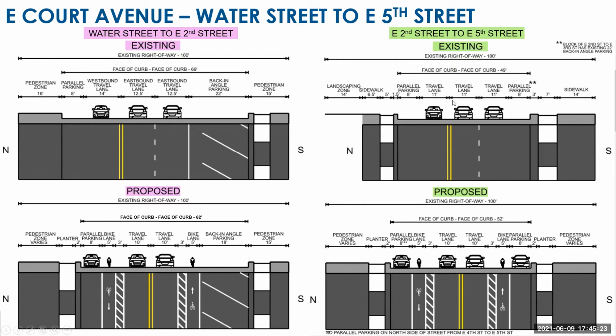And I'll talk about the stretch from East 2nd to East 5th. Between East 2nd and East 3rd, there's actually the back-in angle parking. So the existing is more this cross section, but between East 4th and East 5th, we have this cross section where you have the 3 travel lanes and parallel parking on either side. So what we're proposing is to eliminate one of those eastbound lanes and reallocate that space to buffered bike lanes. So you'd have the parallel parking, the narrower travel lanes, and the 5-foot bike lane with a 3-foot buffer.